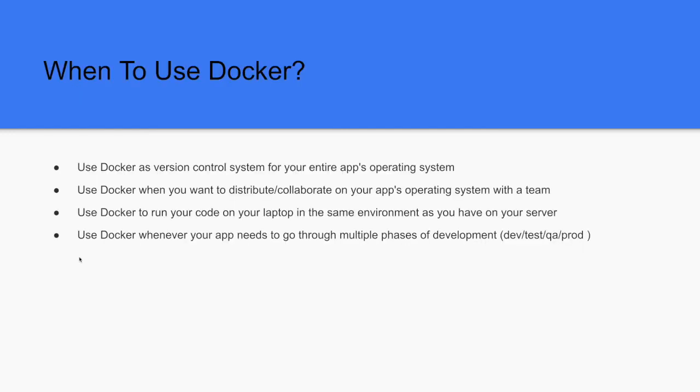So let's discuss when to use Docker. You can use Docker as a version control system, as you use Git or anything, for your entire app or even the operating system. Or whenever you have a need which goes through multiple phases like dev, test, QA and prod, that's where you can use it. And there are plenty of other use cases. What we are discussing here is a 30,000 foot view, and as we learn more about it and read more about it, we'll come to know more interesting real use cases.